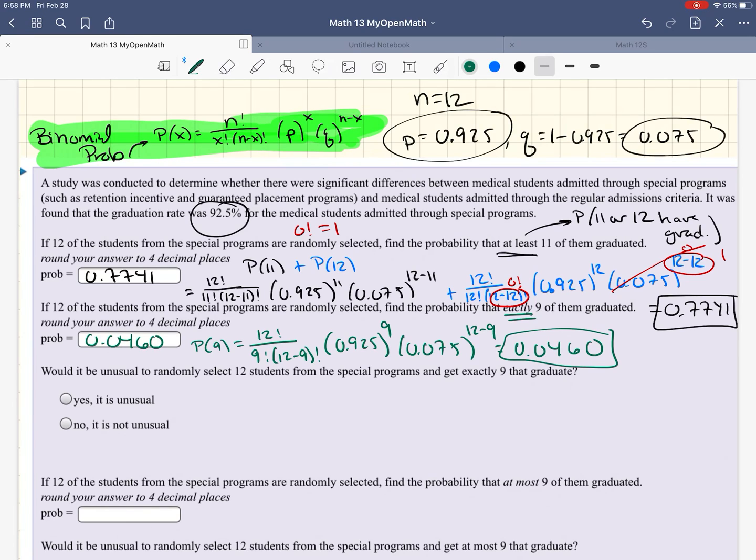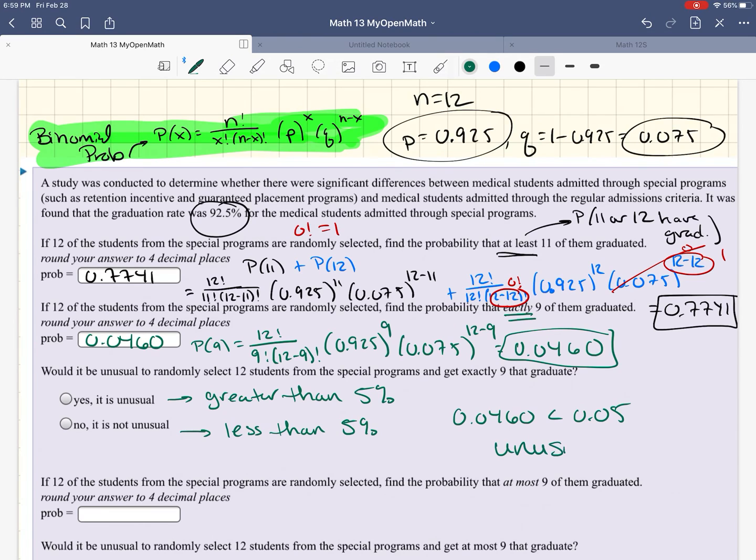Okay, without knowing things like standard deviations and finding how far away we are from the mean, usual values are usually greater than 5%, and this is less than 5%. So 0.0460 is smaller than 0.05, so this would be unusual. Okay, so we would have an unusual event.